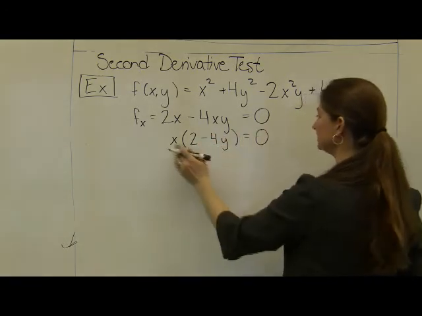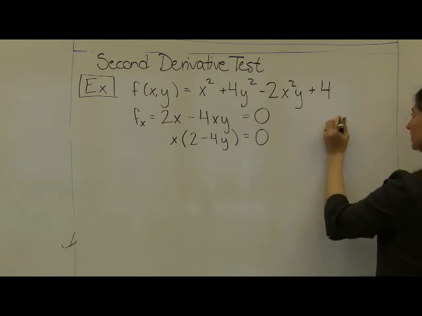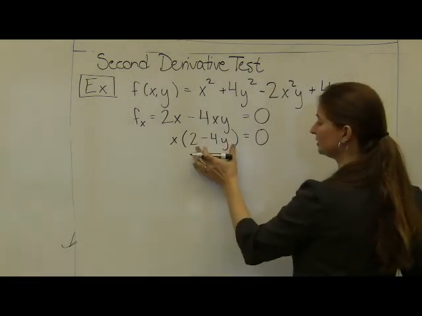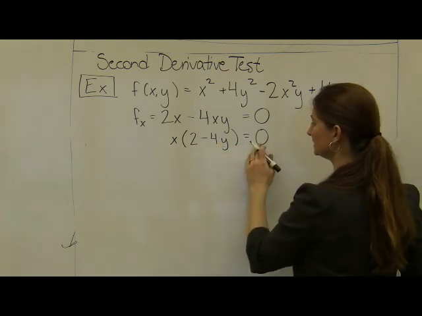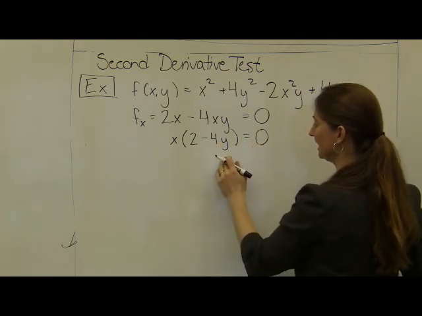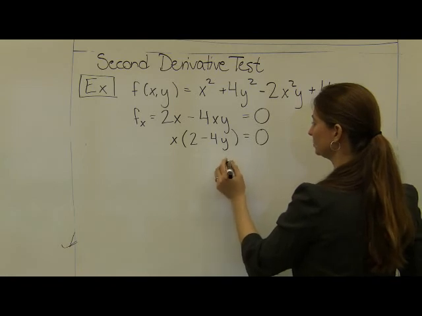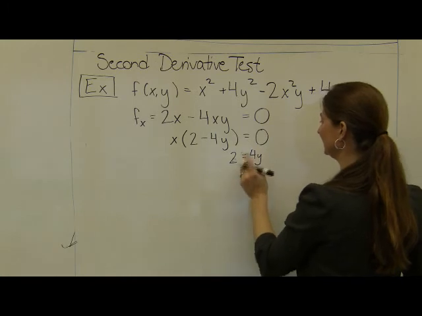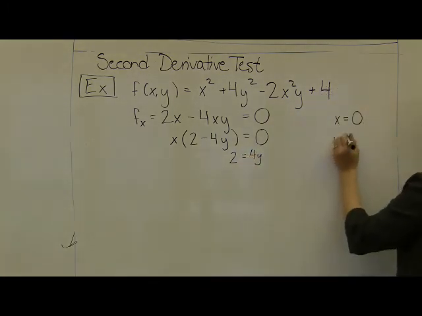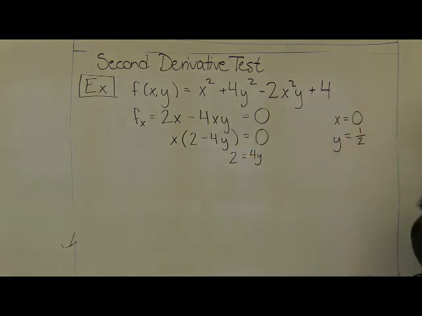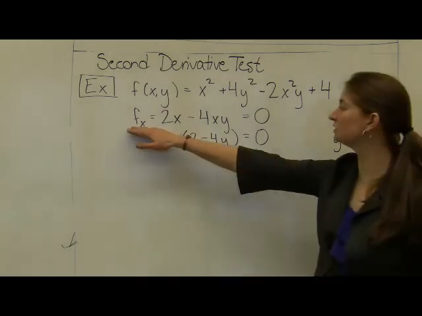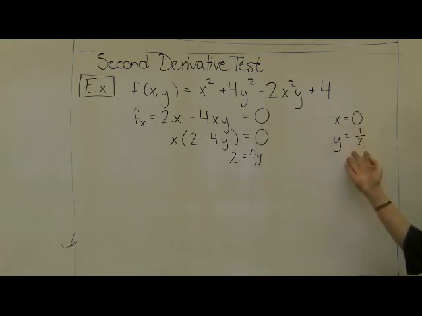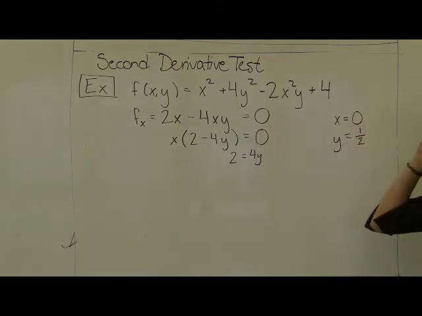So this is going to be equal to 0 either if x is equal to 0, and I'm recording this in my little chart over here, or if this interior part is equal to 0, and that happens when y equals 1/2. Let me go ahead and solve that. That's when 2 is equal to 4y and y is equal to 1/2. So there are two different ways that this partial derivative with respect to x could be equal to 0, and these are the two possible ways.